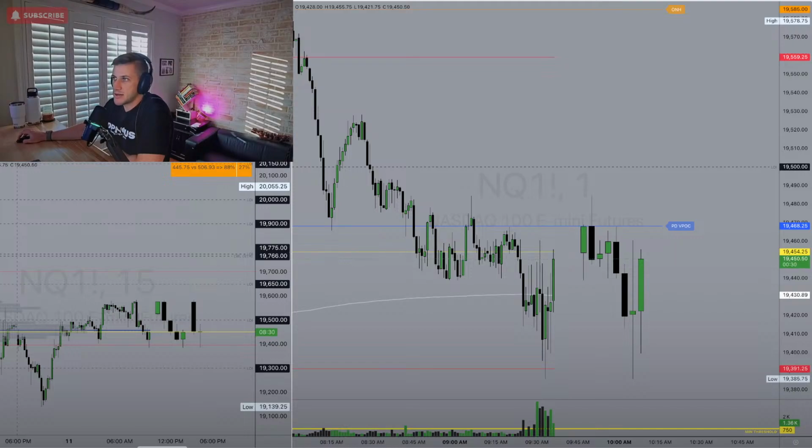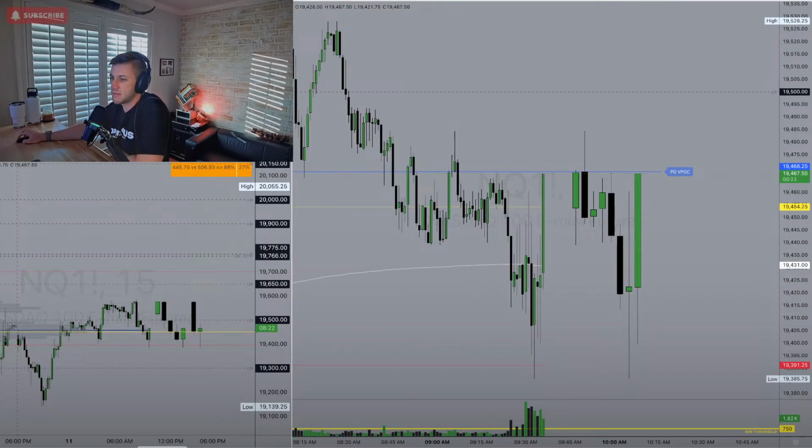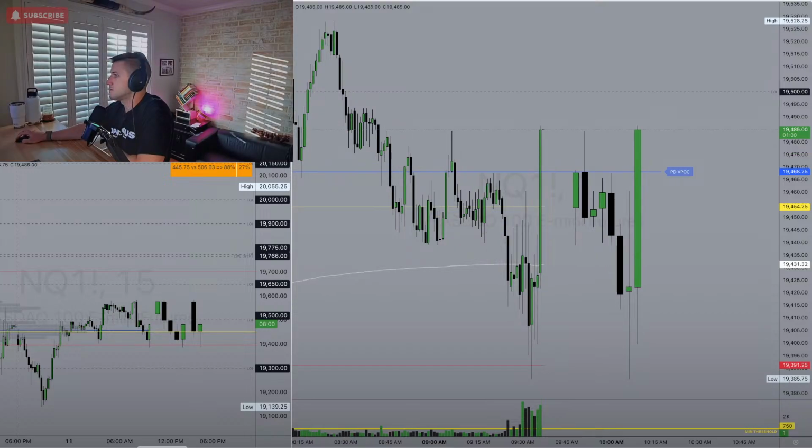NQ coming into session highs here. So again, we're looking at session volume point of control, that prior day volume point of control, up into 19,500, which is the main watch. There's your new high of day. New highs being made on the session here for NASDAQ. Here's 500. So let's see this test here.